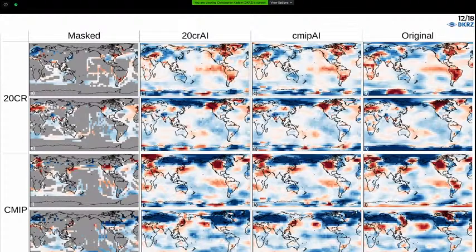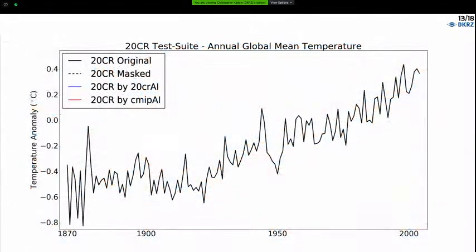But of course, in climate science, we don't look at images and say they look good or don't look good. We can do real evaluations here. And that's what was done in the next step.